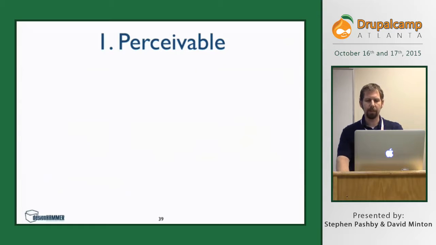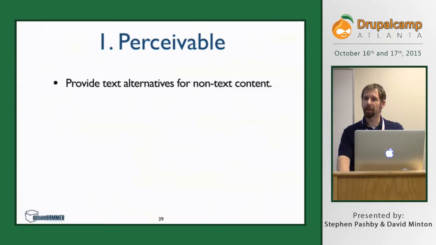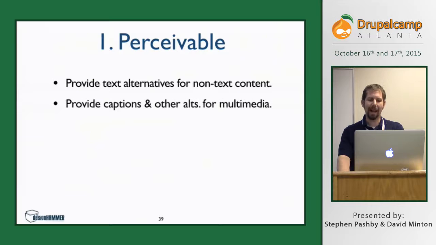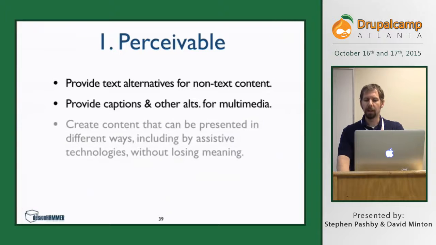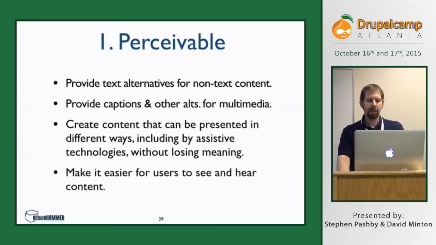list, right, perceivable. So for something to be perceivable, you need to provide text alternatives for non-text content. You need to provide captions or other alternate methods of getting the content from multimedia. You need to create content that can be presented in different ways, including by assistive technologies, without losing meaning. And you need to make it easier for users to see and hear content.